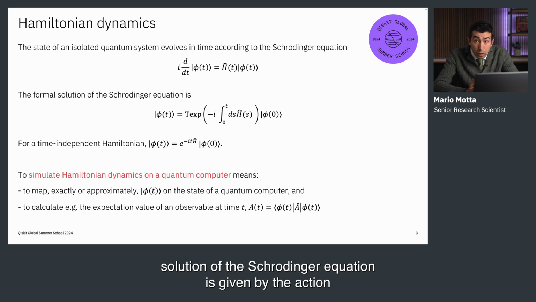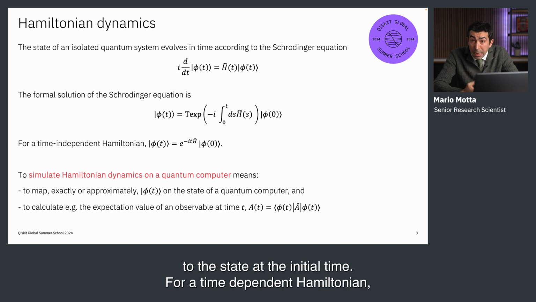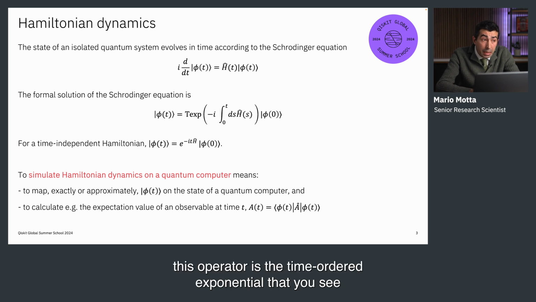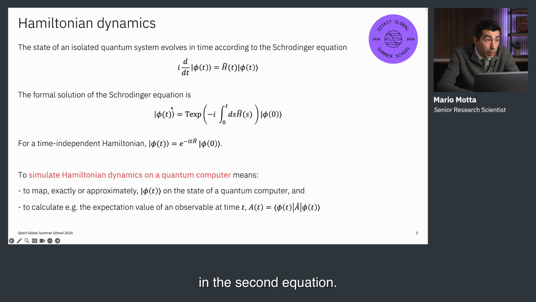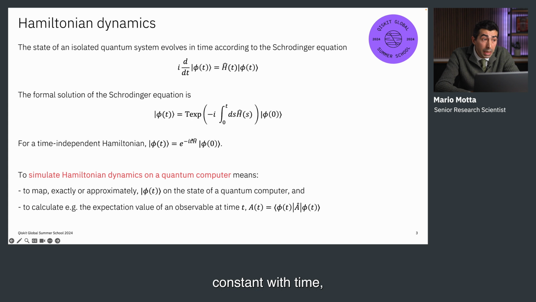The formal solution of the Schrödinger equation is given by the action of a unitary operator, the time evolution operator, on the state at the initial time. For a time-dependent Hamiltonian, a Hamiltonian that depends on time, this operator is the time-ordered exponential that you see in the second equation. For a time-independent Hamiltonian, a Hamiltonian that remains constant with time, it is the exponential of the Hamiltonian times minus i t.